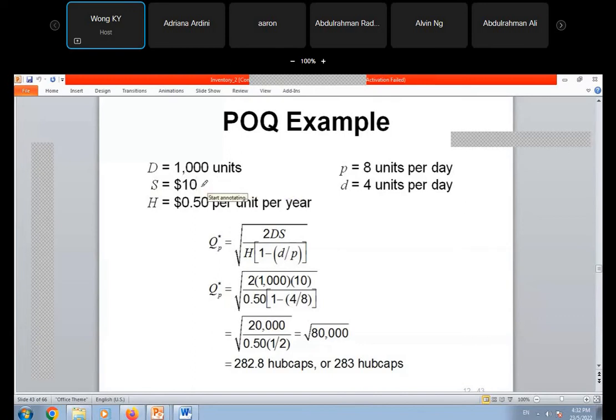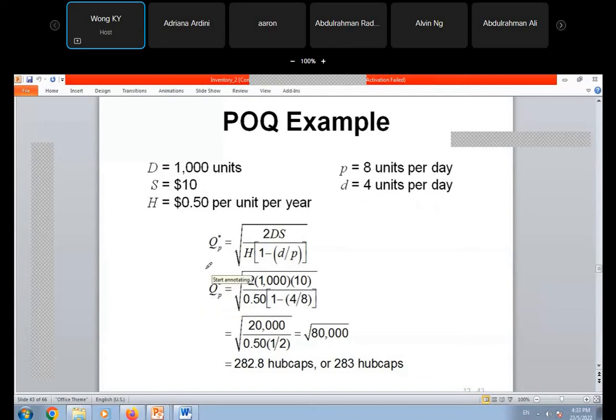It is $10 per production. H is the holding cost. Holding cost is 50 cents, or $0.5 per unit per year. So it has to be always per unit and per year. P is what? Production rate. P is the production rate, 8 units per day, given D is 4 units per day. D is the demand rate or usage rate.